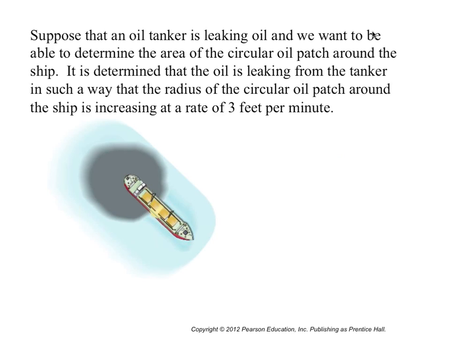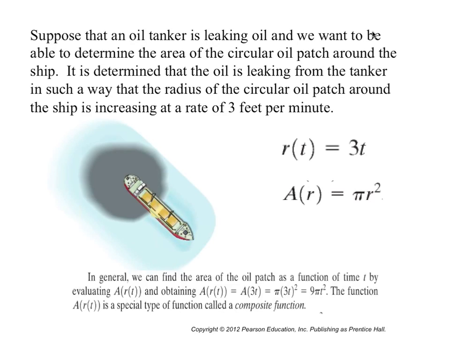So let's suppose for a minute that an oil tanker is leaking oil, and we want to be able to determine the area of the circular oil patch around the ship. It's determined that the oil is leaking from the tanker in such a way that the radius of the circular oil patch around the ship is increasing at a rate of 3 feet every minute. So we know that the rate is 3 feet times time. And we know that the area of the circle is going to be pi times r squared.